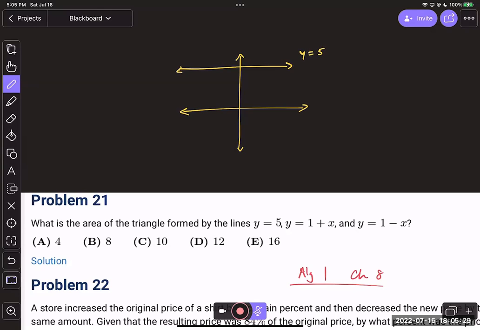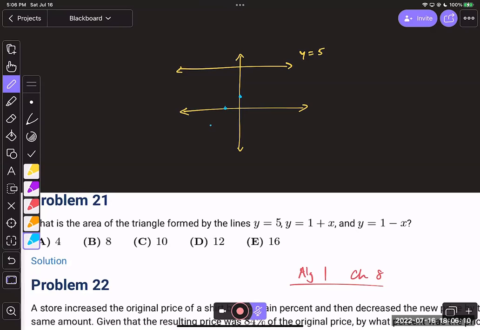Okay, what about my second line? My second line is y equals 1 plus x. What does this look like? I usually just plug in numbers for x and graph them. So what numbers could you plug in that would be pretty easy to use? Assume x is -1, then y would be 0. Yep. And if x equals 0, then y equals 1. Yep. And if x equals -2, then y would equal -1.